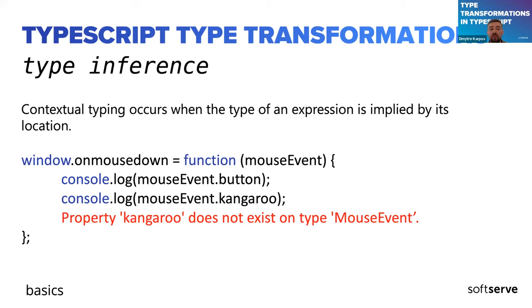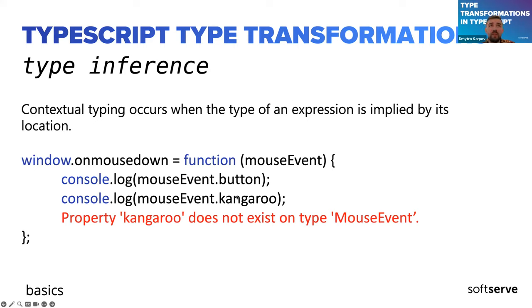It's contextual typing, and it's also part of the type inference mechanism. Contextual typing basically uses the context in which a variable or expression is used to determine its type. This allows for more precise type information, especially in cases like function parameters or return values.